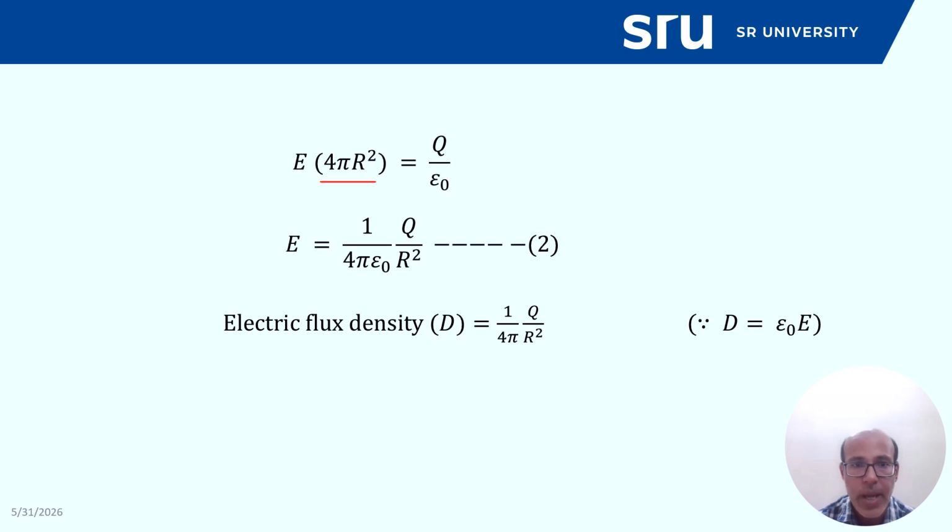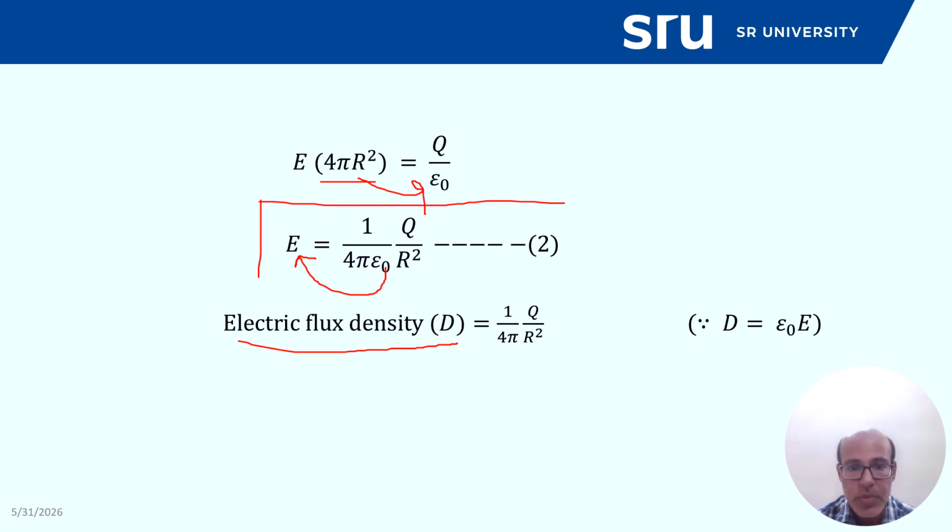So E into 4 pi r square is q by epsilon naught. Then E is equal to, if you take it to the other side, 1 by 4 pi epsilon naught q by r square. And if you cross multiply epsilon naught with E, then that we call electric flux density. D is equal to q by 4 pi r square. So what we have done is we haven't used Coulomb's law, but still we have obtained the expression for electric field intensity. That's the beauty of Gauss law of electrostatics.